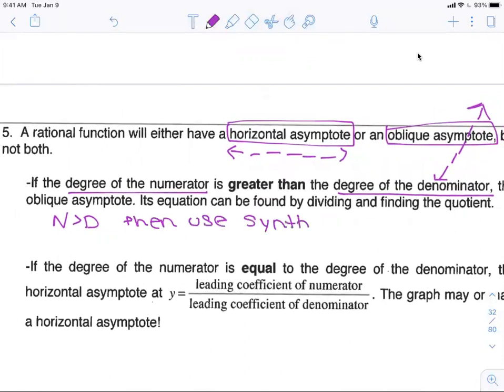So that's why synthetic division is important again. And again, you are going to end up with an oblique asymptote, or maybe a U-shaped one.